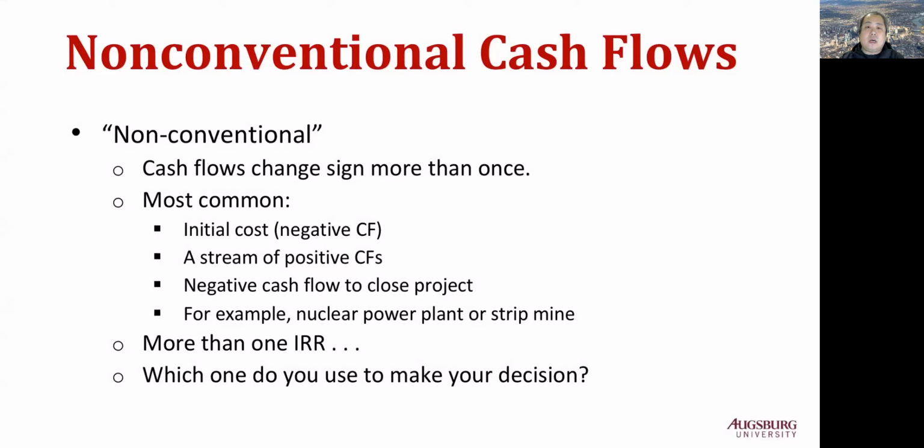Non-conventional cash flows are the ones that change sign more than once. The previous cash flows we saw in this chapter have an initial negative cash flow and a series of positive cash flows in the future. The sign changes just once. However, it is possible that after the initial cost, a project is estimated to generate a stream of positive cash flows and then a negative cash flow to close the project. A typical example is a nuclear power plant.